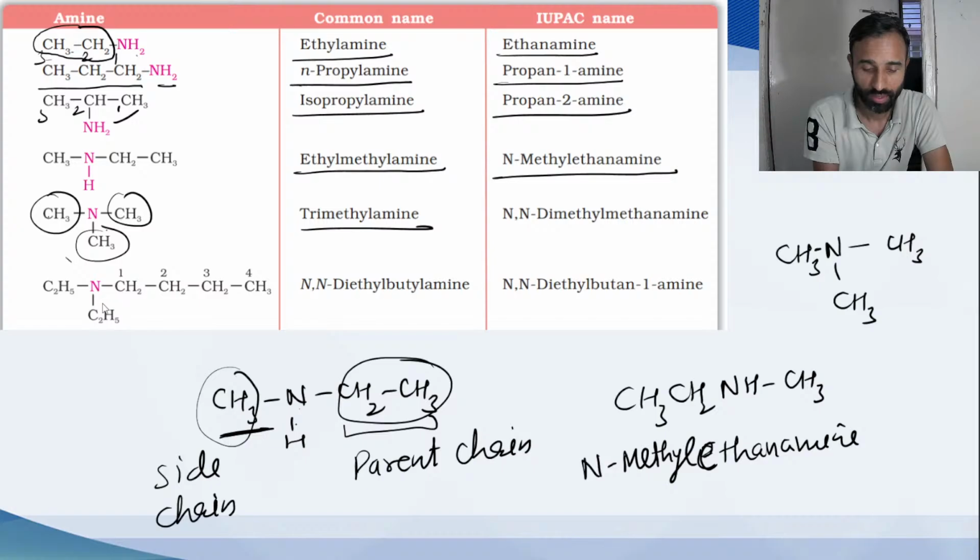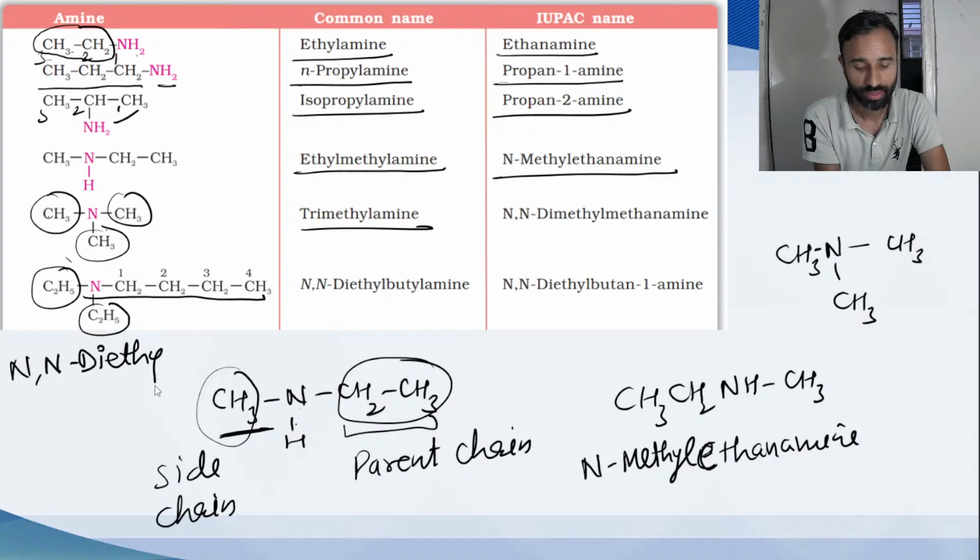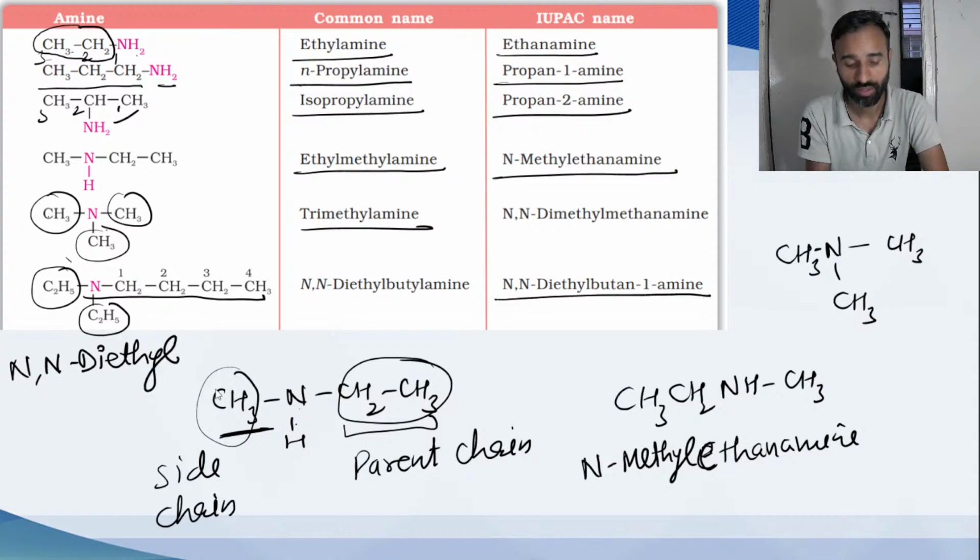Next one. This is the parent chain, that is butane, 1-amine, N-ethyl, N-ethyl means N,N-diethyl, N,N-diethyl butane 1-amine, or N,N-diethyl butylamine.